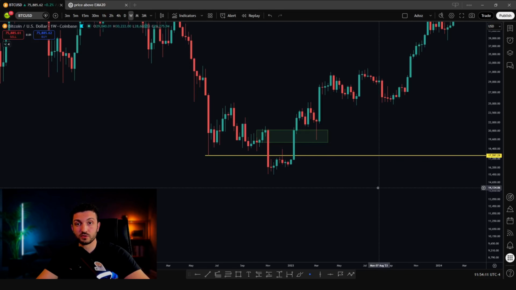I have tested this on thousands of charts. This is by far the best ICT concept and its precision is incredible. So let me also show you how you can trade this setup.